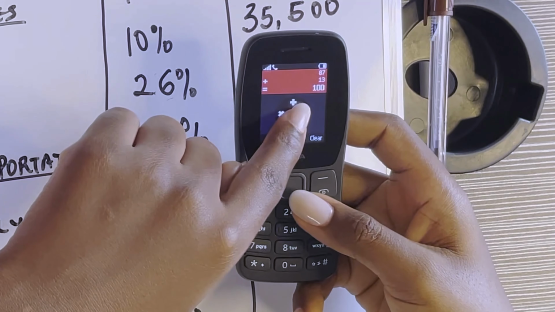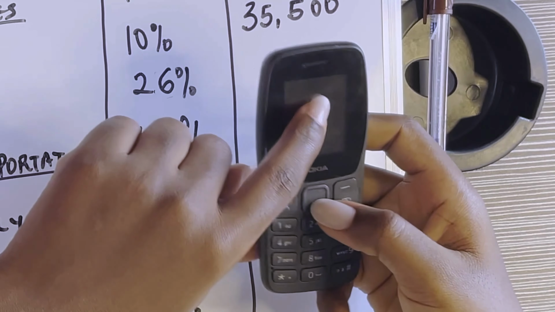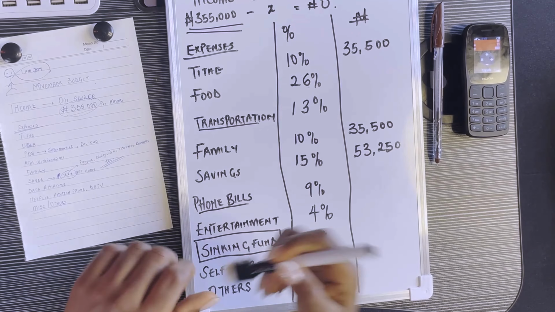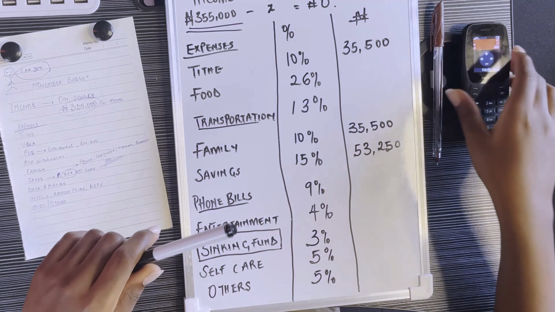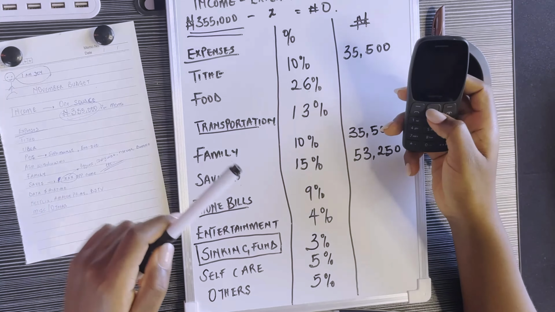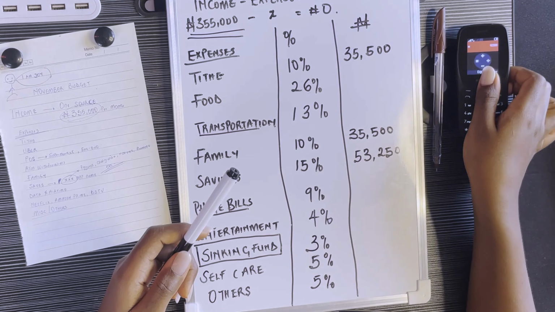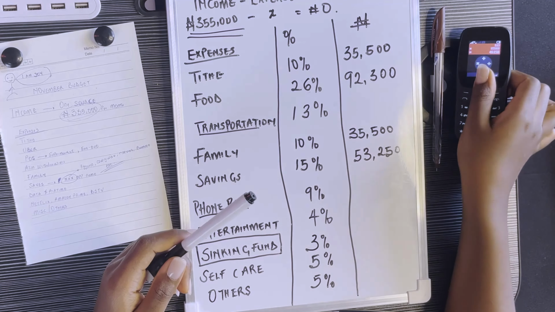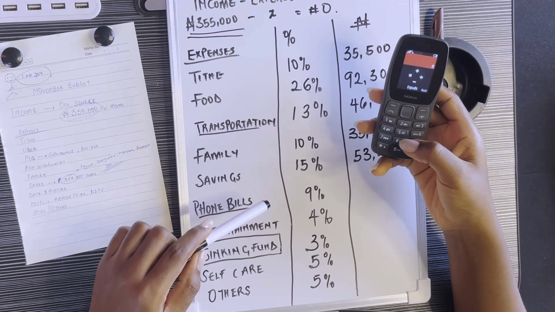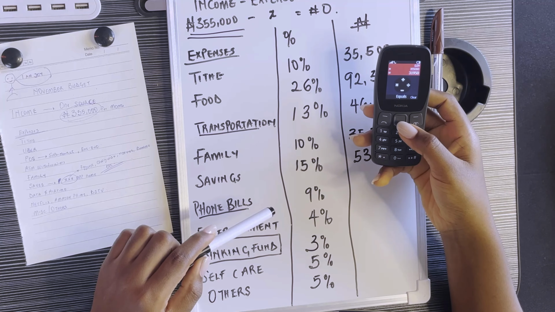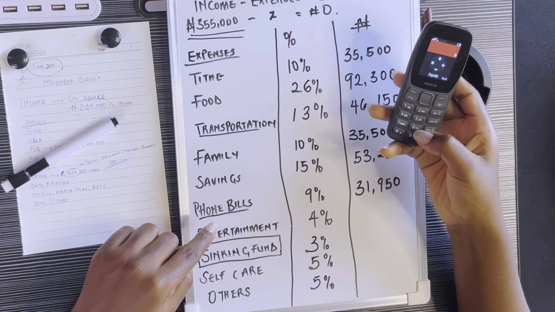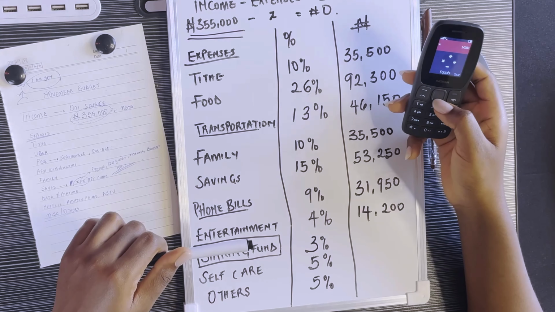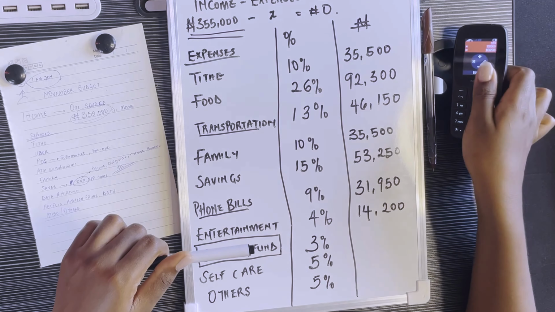Every money that you have has a job that it is doing. There is something for every naira. So every naira that she's going to earn in November, this is what she will be spending it on. So let's see. 26% is going to be what? 92,300. Transportation will be 46,150. Phone bills is 31,950 naira. For entertainment, she'll be spending 14,200. And sinking fund 10,650 naira.